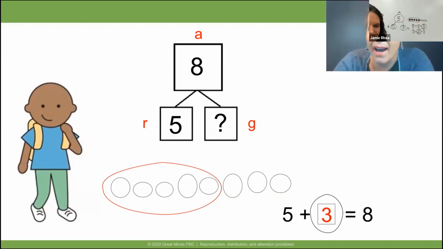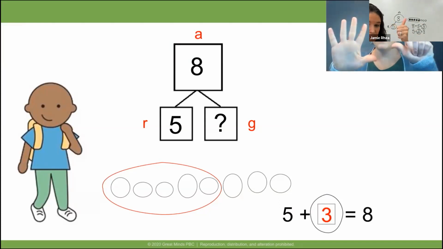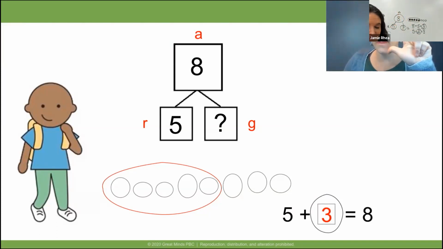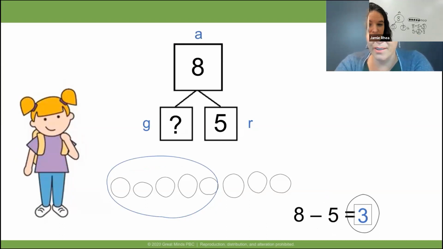Elijah's number sentence was 5 plus something equals 8. Elijah counted on from 5 to find out how many green apples there were. 5, 6, 7, 8. There are 3 green apples. Then he circled the solution to the problem, which was 3 green apples. Man, we're getting smart, guys. Let's look at how Maria solved the problem. What do you notice and what do you wonder?